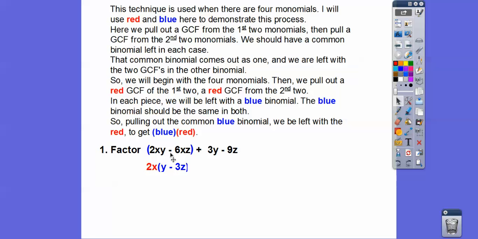Pull a 2 out of 6 is 3. Pull the x out, we're left with 3z. Out of these 2 guys, now focus on these, we're going to pull a red 3 out. When we pull a red 3 out, we're going to be left with a blue y minus 3z. Now see, these guys are usually common, so we'll pull that common blue guy out. It becomes one blue guy, and you're left with the red stuff. So there's the answer right there. Works every time, you guys.